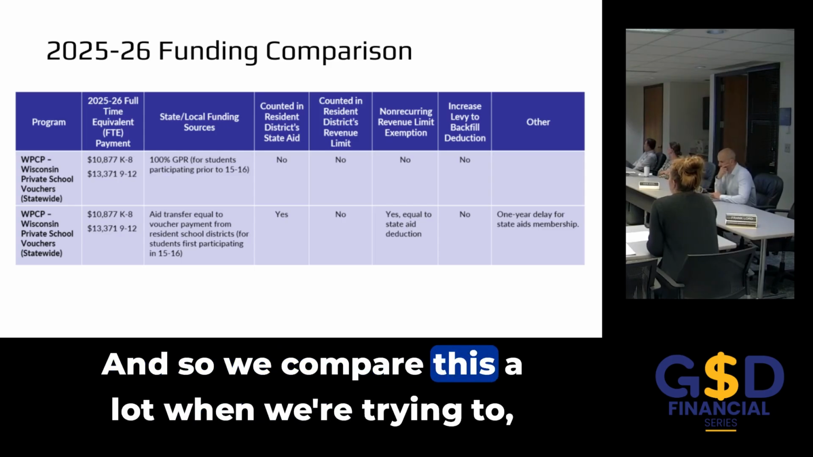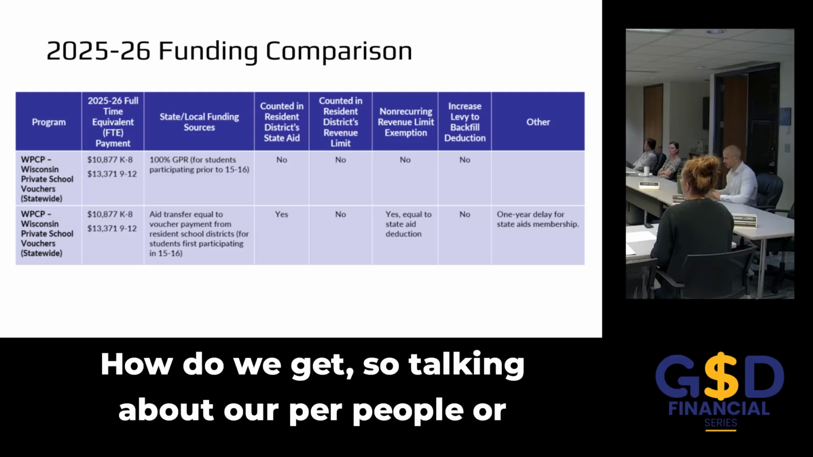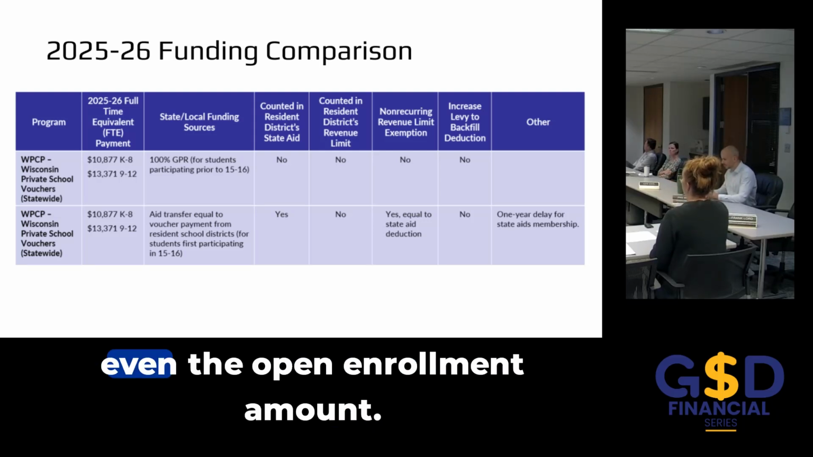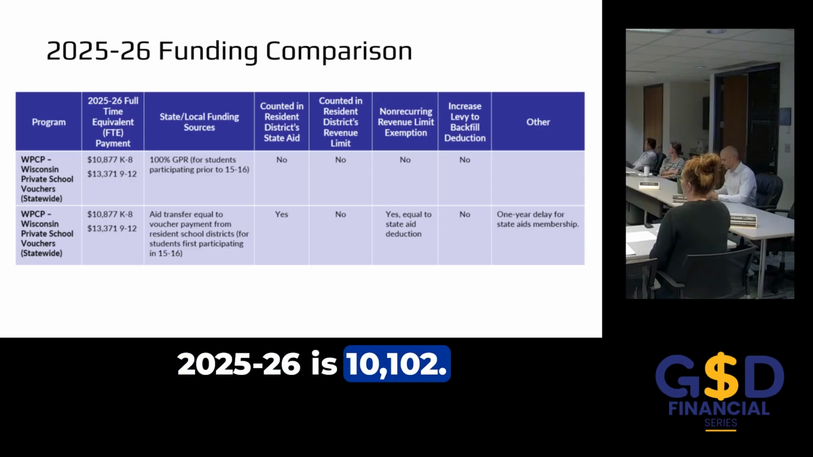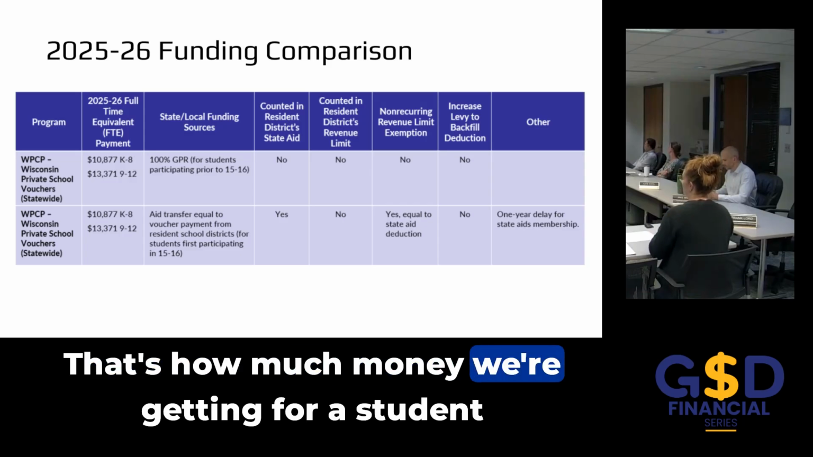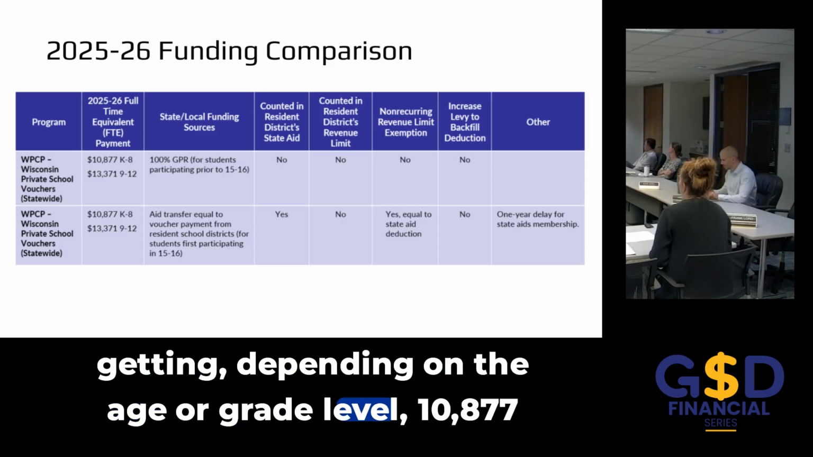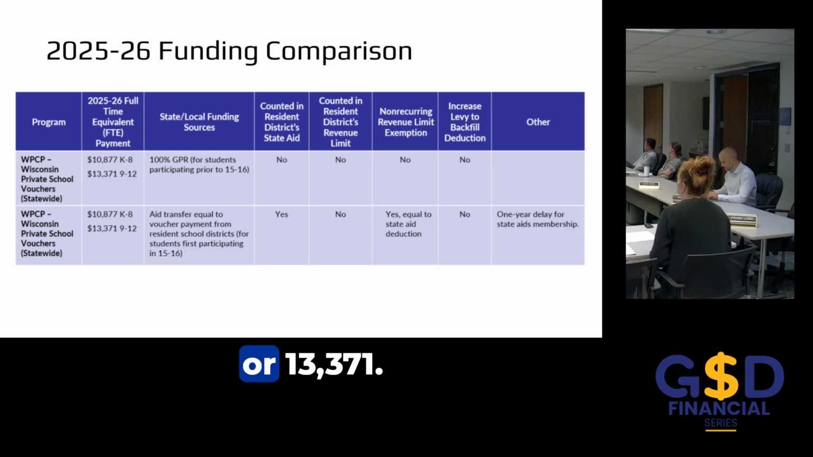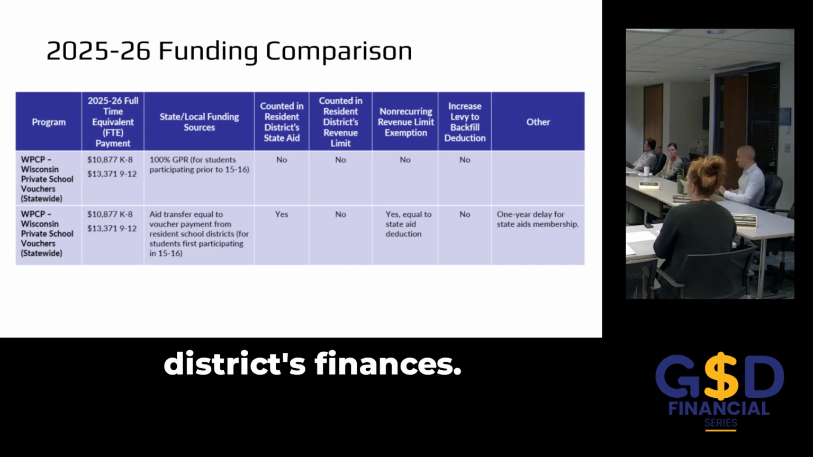We compare this a lot as school districts, trying to negotiate during the biennial budget, talking about our per pupil or even the open enrollment amount, because remember, our open enrollment amount for 25-26 is $10,102. That's how much money we're getting for a student coming into our district. But you can see here for private schools, depending on the age or grade level, they're getting $10,877 or $13,371. This just takes you through how this impacts district finances.